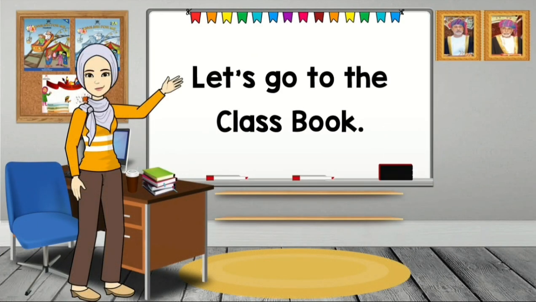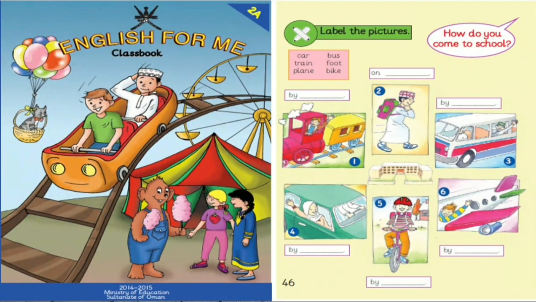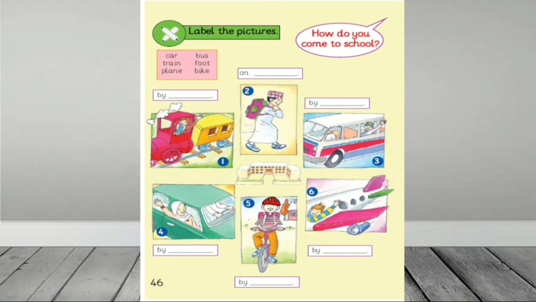Now, let's go to the class book. Please open page 46. What can you see here? Very good. Boys and girls, I want you to look at the pictures. 1, 2, 3, 4, 5, and 6. Now, how do you come to school? This is a question. I want you to watch the video and point to the right picture. Let's watch.